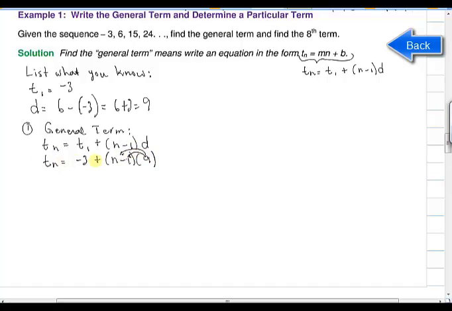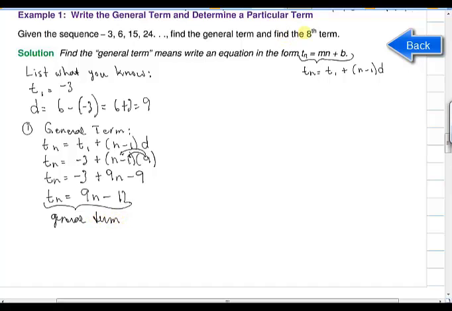Okay, now this right here is your general term, but we always simplify. So we'll distribute our 9. And we will go 9 times n is 9n, and 9 times -1 is -9. And then we will put it in the form of t subscript n equals mn plus b. Okay, so that's equal to, we put our variable term first, 9n, and then -3 minus 9 is -12. And so this is your general term.